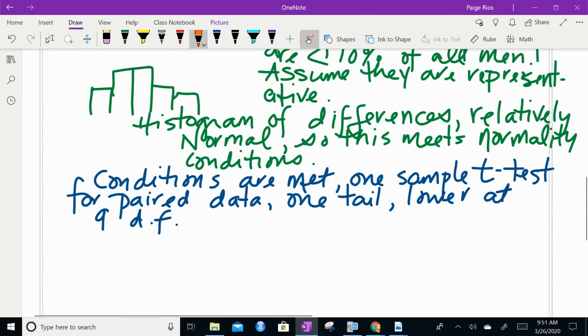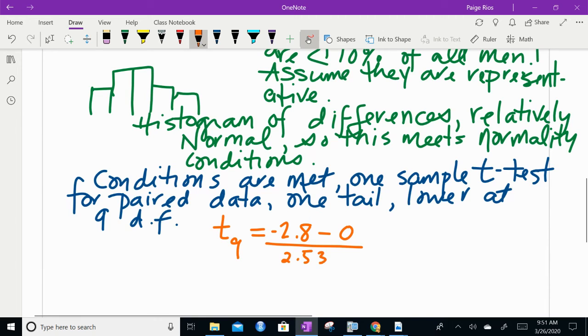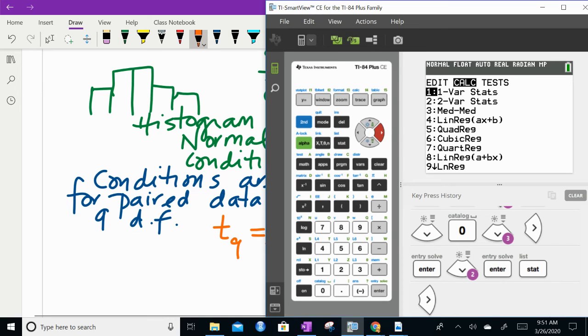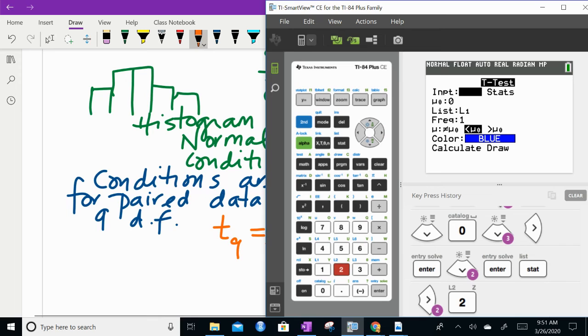So we're going to go critical t-score at 9 degrees of freedom equals our average difference, negative 2.8, minus our null, which was 0, over 2.53 divided by the square root of 10, our sample size. That was negative 3.5, our t-score. Okay, so we know we're going to end up with a p-value that's very small. Headed back to our calculator, let's just go ahead and look at the drawing of this.